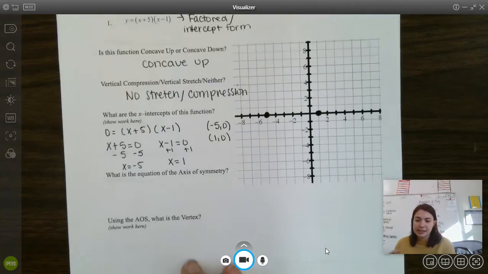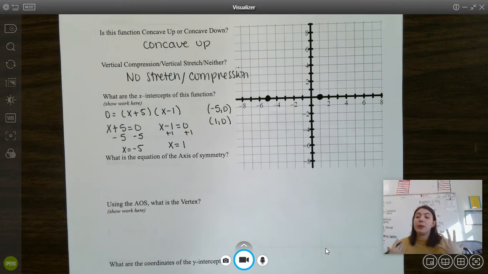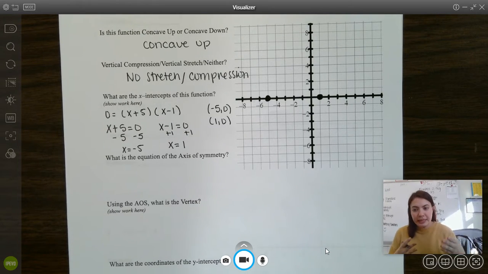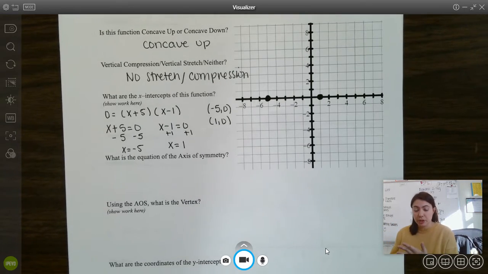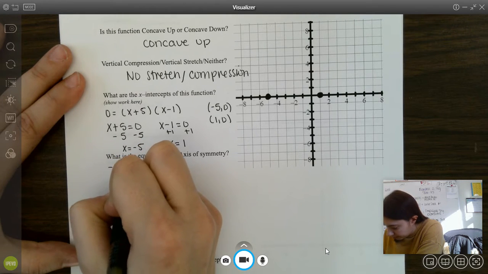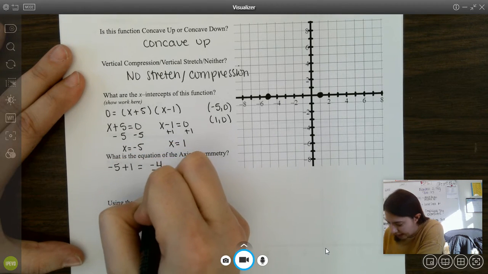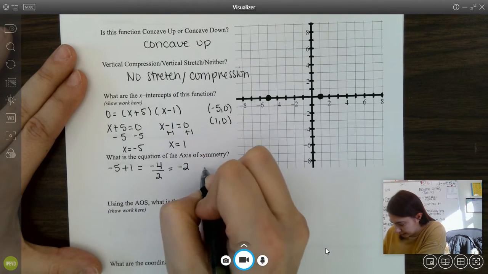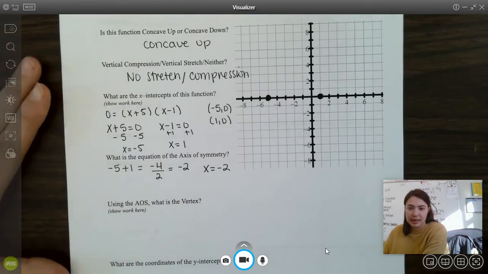Now, in order for us to find the equation of the axis of symmetry, we have two options. We can use the formula x equals the opposite of b over 2a, but in our case, we don't think that would work out well because our equation is not in standard form. So we want to take both x-intercepts and find the average of them, just like we were doing in yesterday's video. We take negative 5, add 1 to it, we get negative 4, and by taking the average, we divide by 2. So therefore, we get negative 2. Our axis of symmetry is where x is equal to negative 2.